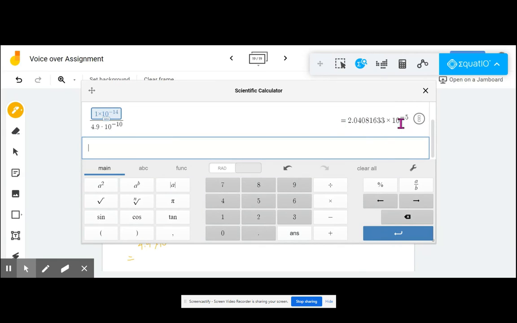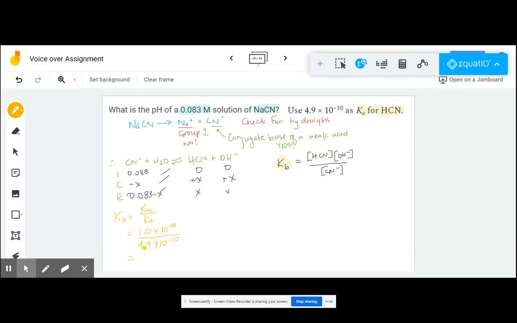So the answer is there, and we'll write it down there, just including 2 decimal places. So 2.04 times 10 to the negative 5, and then you can put that back into your Kb equilibrium equation, and it'll be 2.04 times 10 to the negative 5 is equal to x times x, or x squared, over 0.083 minus x.